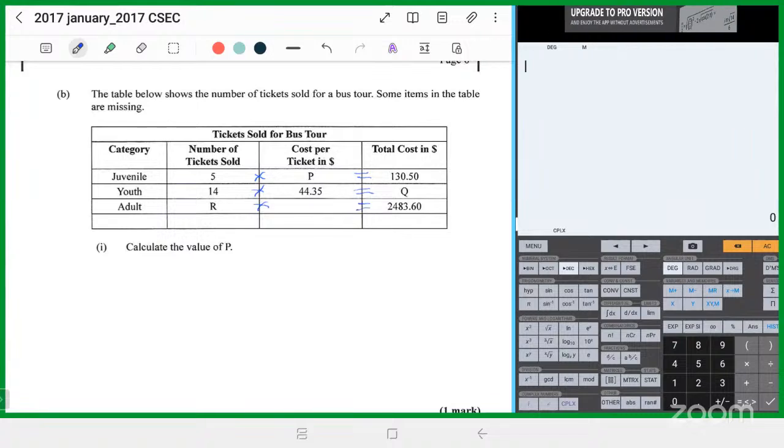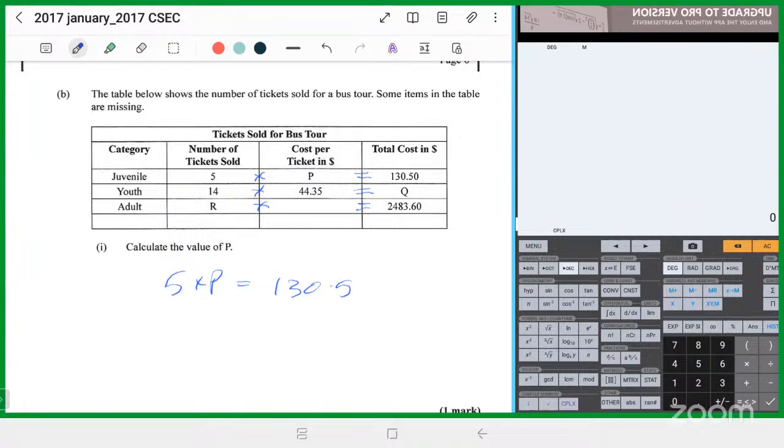So I want the value of P. To get the value of P, we're going to work on the first line right here. That's 5 times P is equal to 130.50. I'm not going to put the dollar sign because the dollar sign is in the table right here. So P is just a value, and I don't need to put the dollar sign on it.